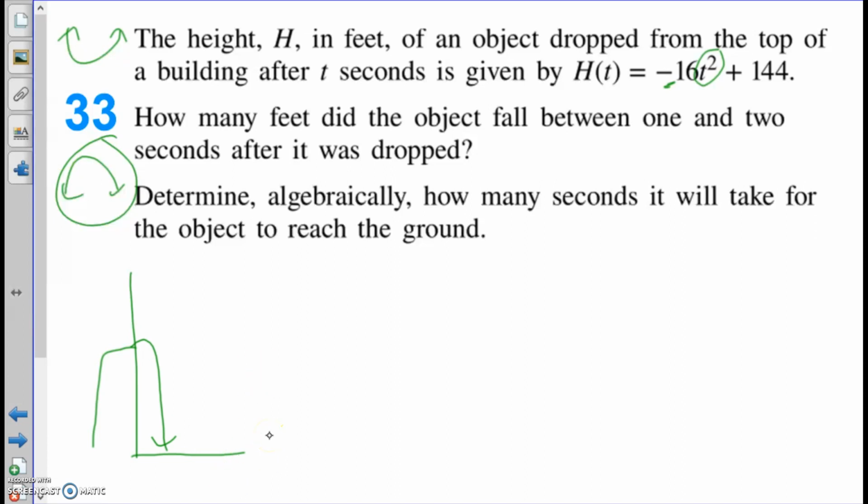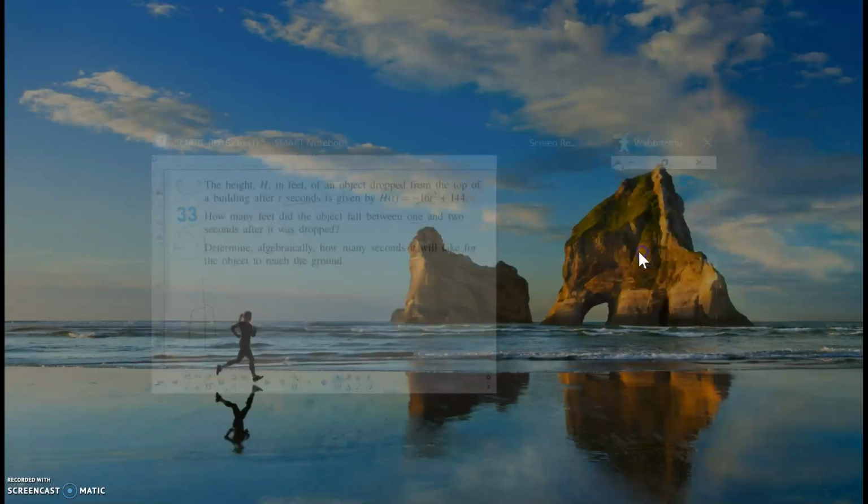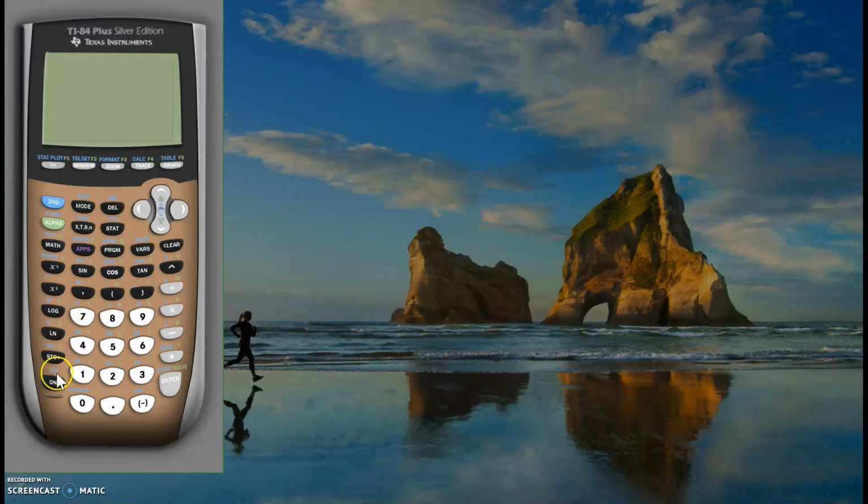But it's very common to use quadratics for these word problems. And it's very common for them to be negative quadratics because they model things a little bit better. So first question is, how many feet did the object fall between 1 and 2 seconds? So t represents time in seconds. So we could plug in a 1, plug in a 2, and compare. Or we could let our calculator do a lot of the work for us for this question. Let's try that. And so we want to type in negative 16t squared plus 144.